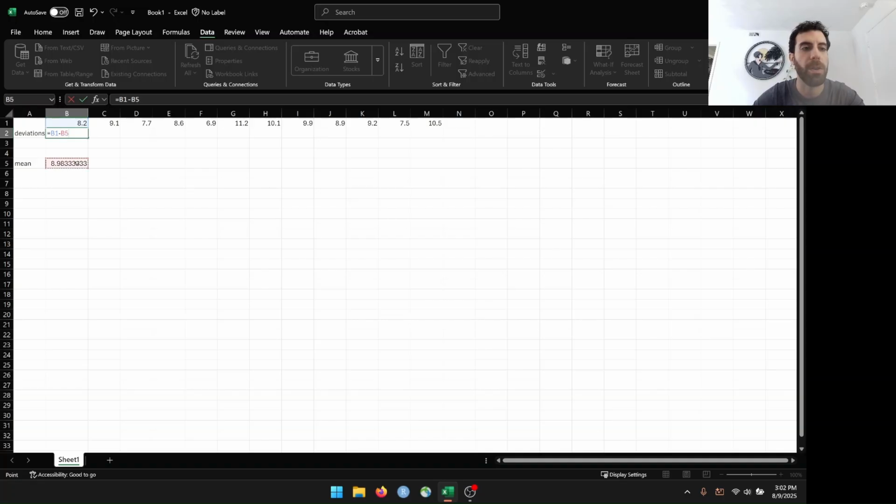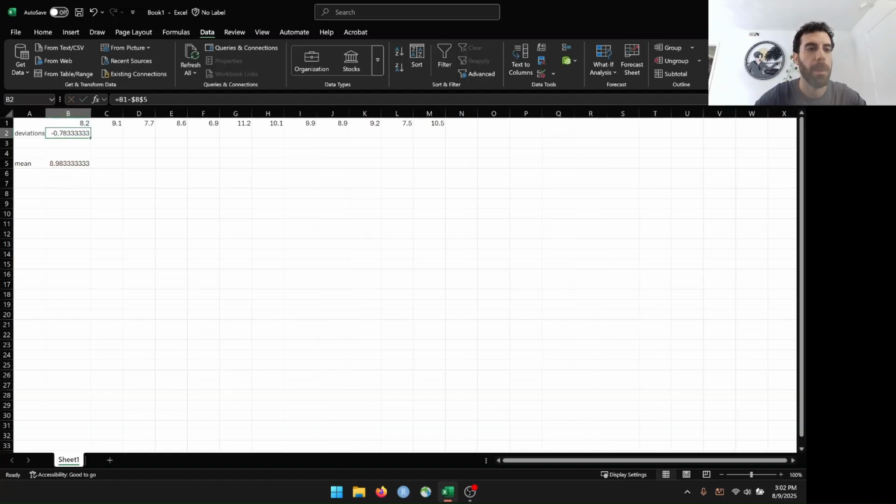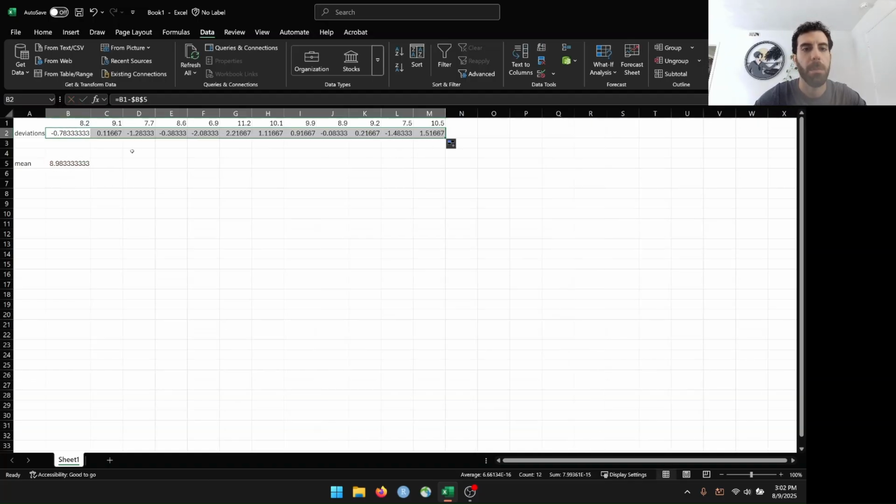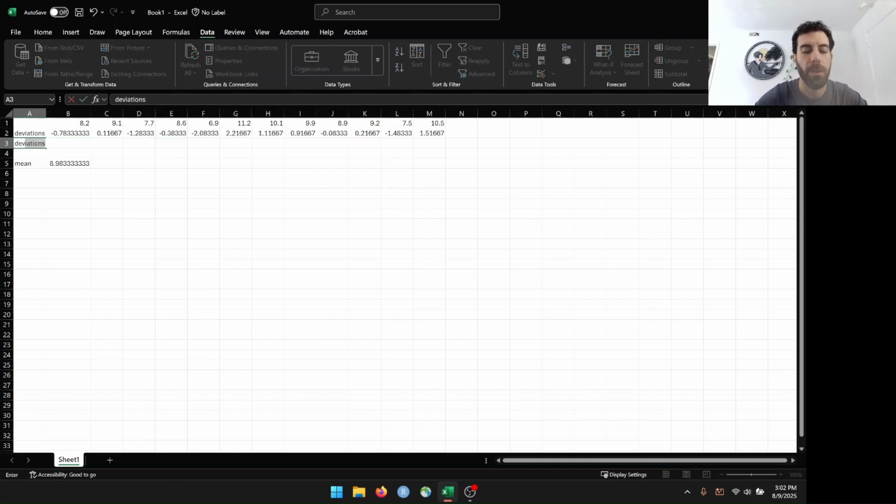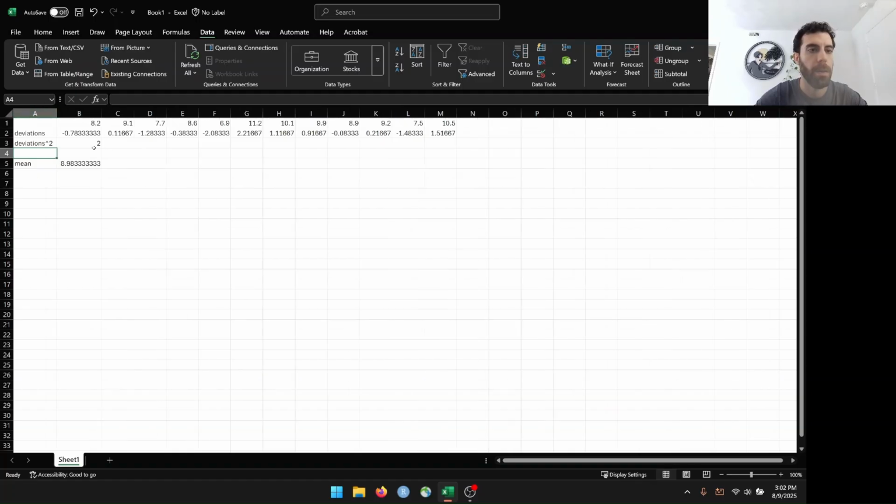So you just take each of your data points and subtract your mean. I'm going to sticky that so that it remembers it as I drag. And these are all my deviations. But you notice some are positive, some are negative. What I really want is my deviation squared. So let's do that. Deviation squared. Equals. So now I have all my squared deviations.